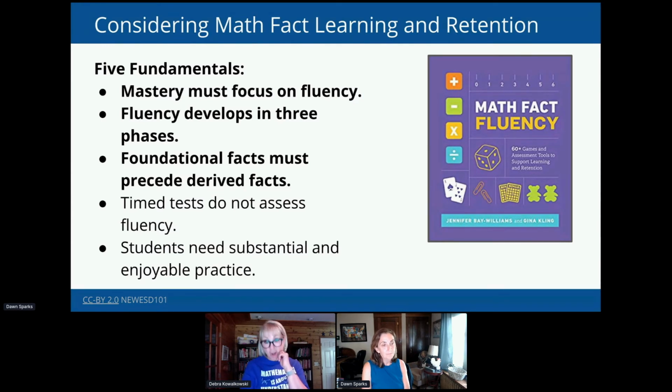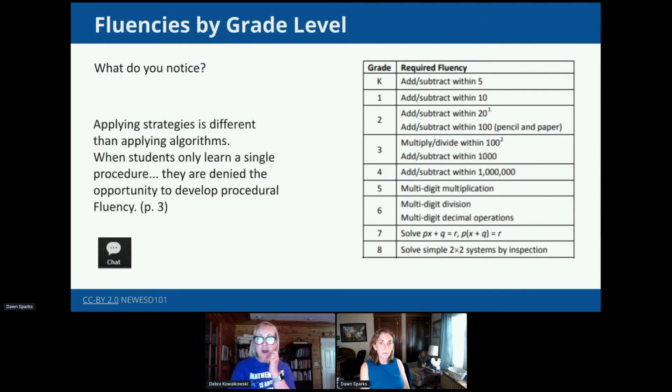This slide deck is also linked on that HyperDoc. And then, of course, there's the companion site that we mentioned before, and it's linked. I think, Dawn, that will lead us into talking about some fluencies by grade level.